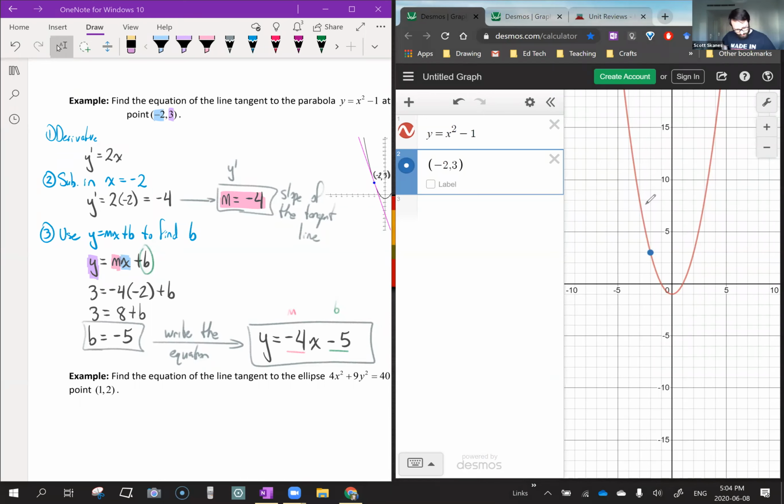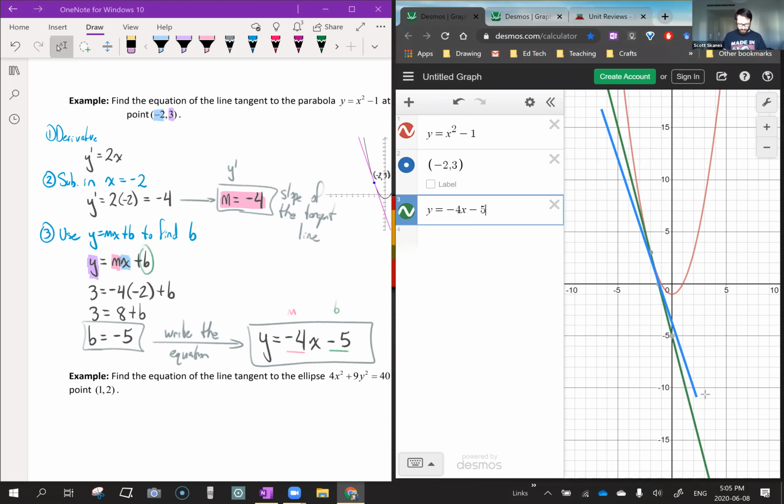So I'll do my best to make it freehand. That's bad. You get the idea. It should look kind of like that. I'm doing my best to do it freehand. It's very difficult to do it without a computer. So let's let the computer do it for us. We've already figured it out. Negative y equals negative 4x minus 5. There we go, much better than I could do.